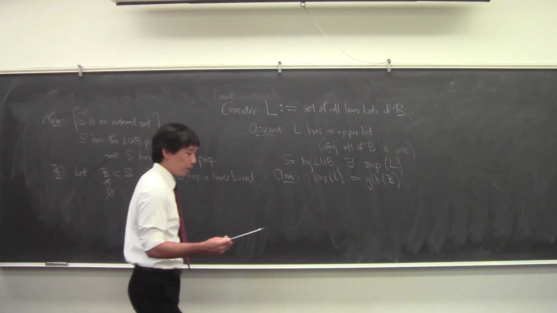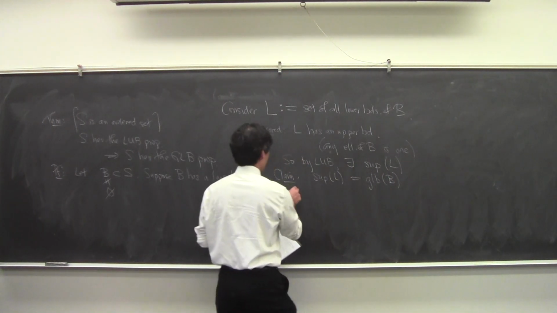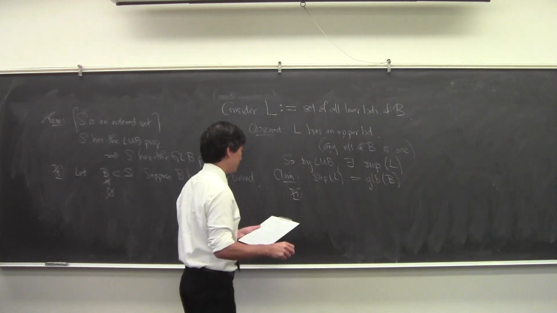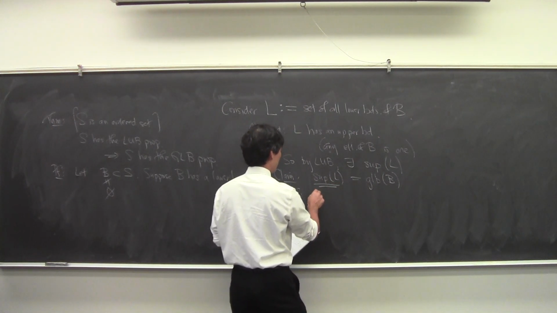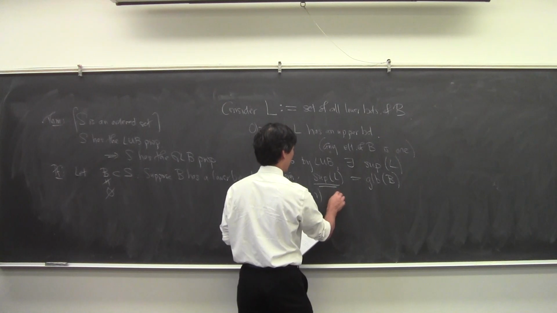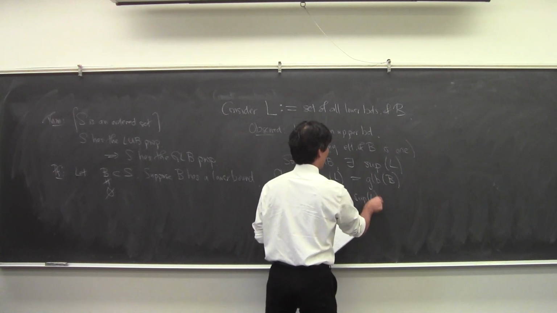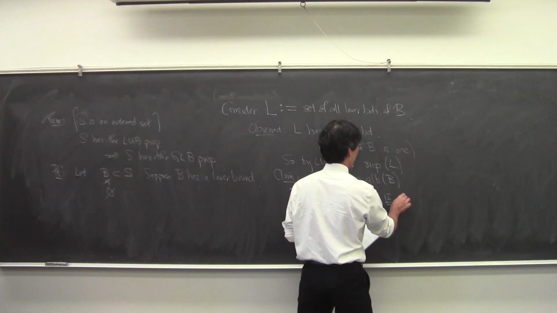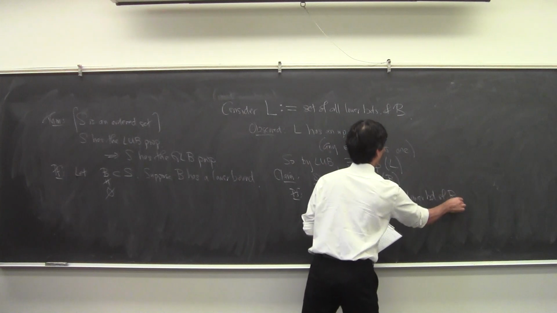Okay. So the first part we need to show is that, part 1, let's show that the supremum of L actually is a lower bound of B.